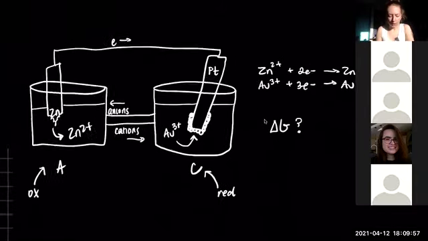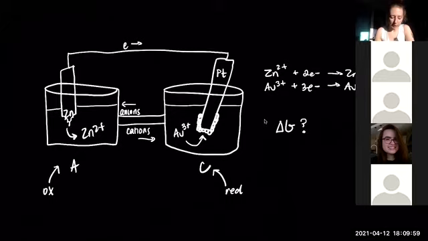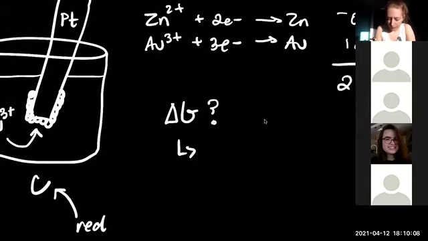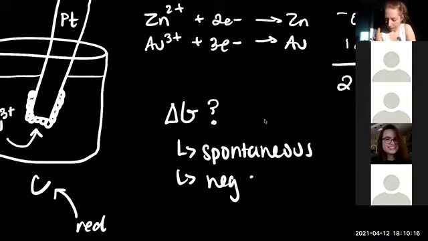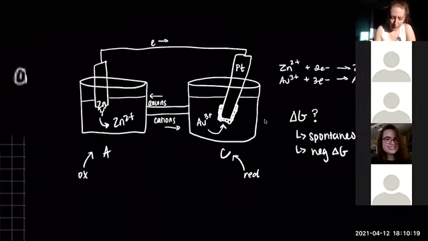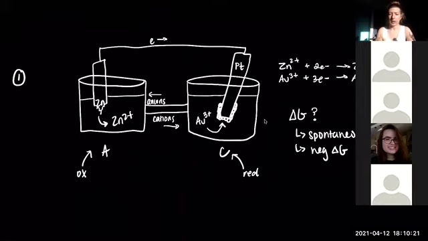And whether this is spontaneous or not is also important. So this is a spontaneous reaction, and it will have a negative delta G. Okay. So those are important characteristics of galvanic cells that we've already looked at before. Okay, any questions here before I go to the next question?